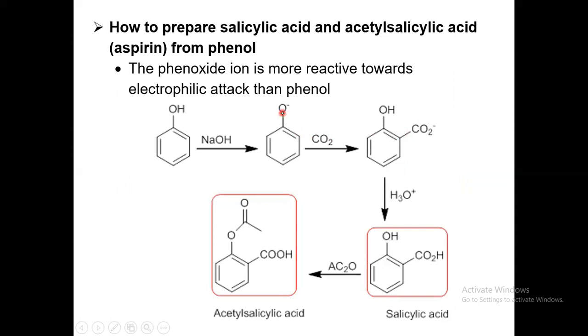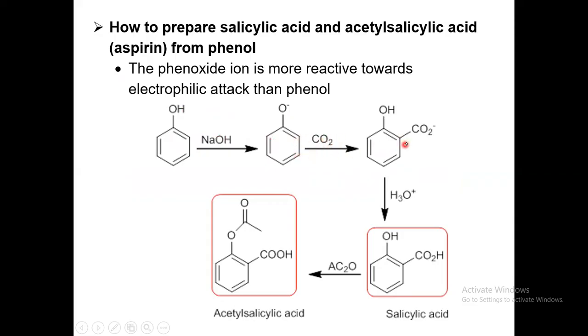Good. Now, how to prepare aspirin? Very important too. As a pharmacist, this should also make you happy because at this point, on paper, you can produce aspirin, and we are starting from phenol. Now, in order to produce aspirin, we convert the phenol to a more reactive species, that is the phenoxide ion. The phenoxide ion is more reactive than phenol. So we use NaOH to deprotonate the phenol to the phenoxide ion, which is more reactive.